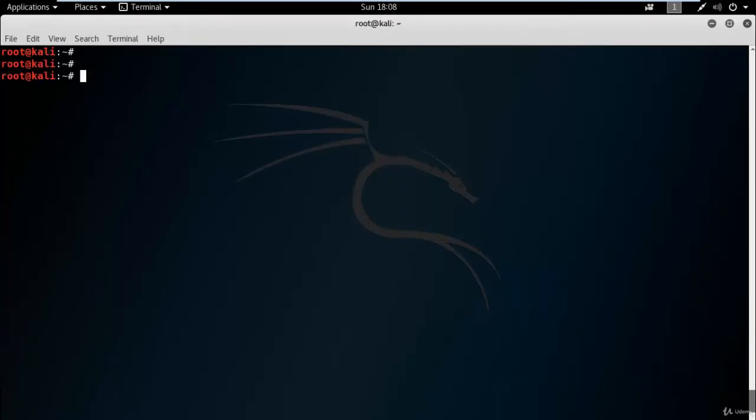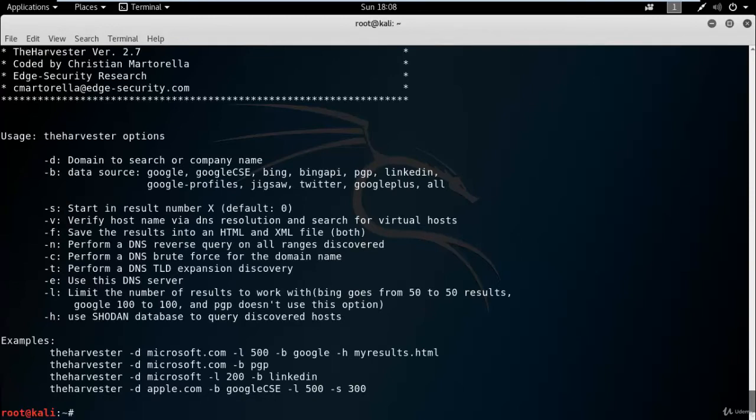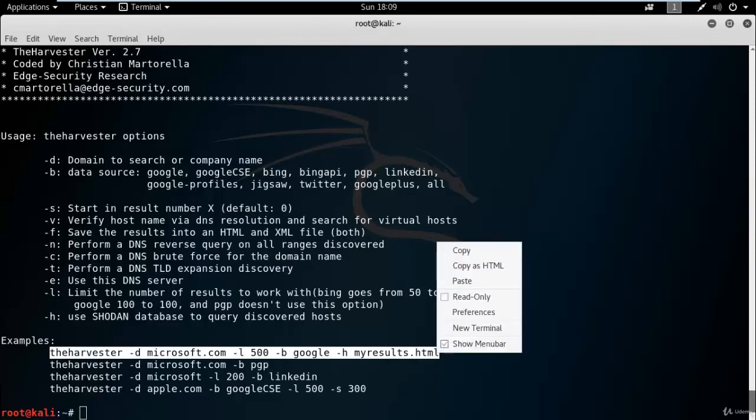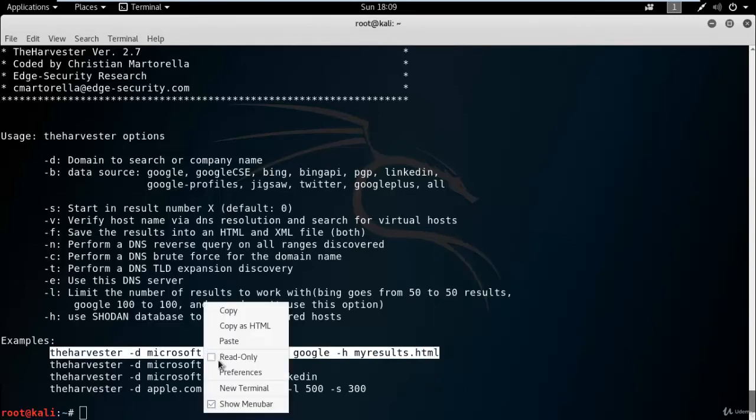Here I opened Kali Linux operating system. Just give the command theHarvester, and search for the targeted organization.